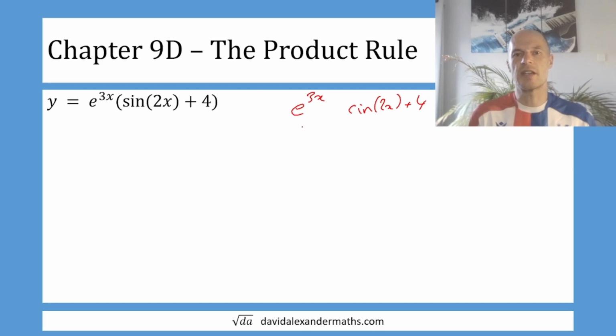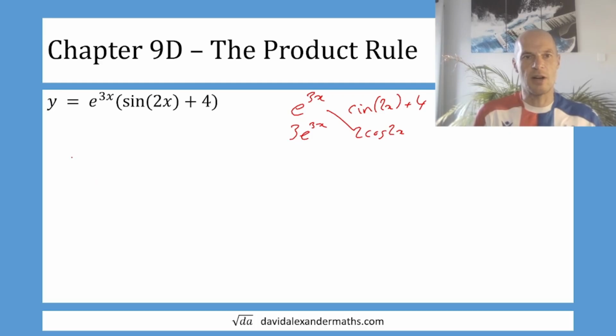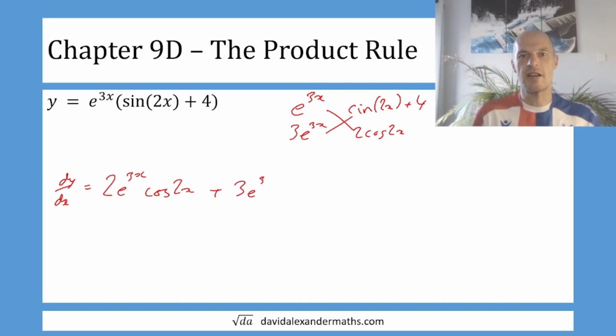So the derivative of e to the 3x is 3e to the 3x, and the sine of 2x becomes 2 cos 2x, and the 4 vanishes. So we'll just chuck these two together. So I can write that as, well, dy by dx is, I'll put the number first, 2e to the 3x cos 2x plus 3e to the 3x sine 2x plus 4.